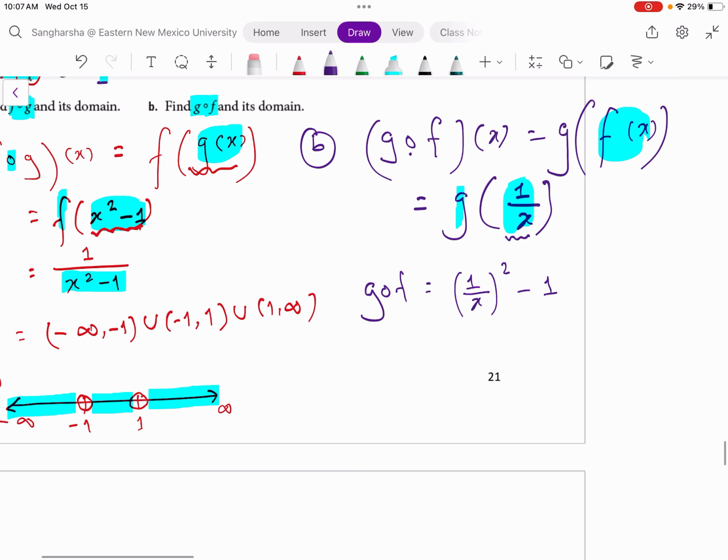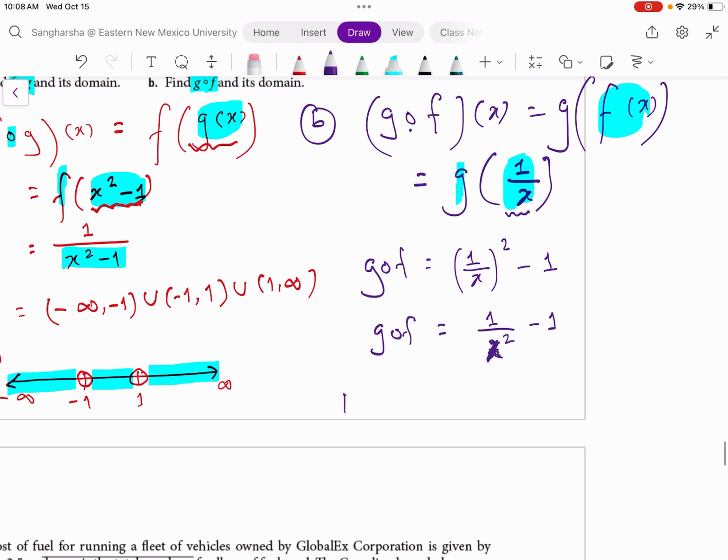We can still simplify this. 1 square is 1, X square is X square, minus 1. So 1 over X square minus 1 is G composite F. It's a substitution. Okay, now next we are asked to find the domain of G composite F.